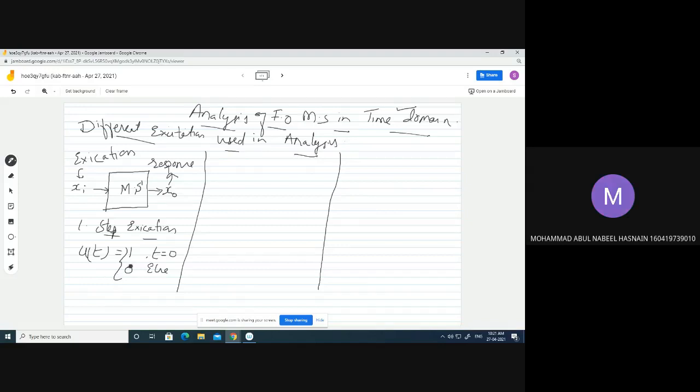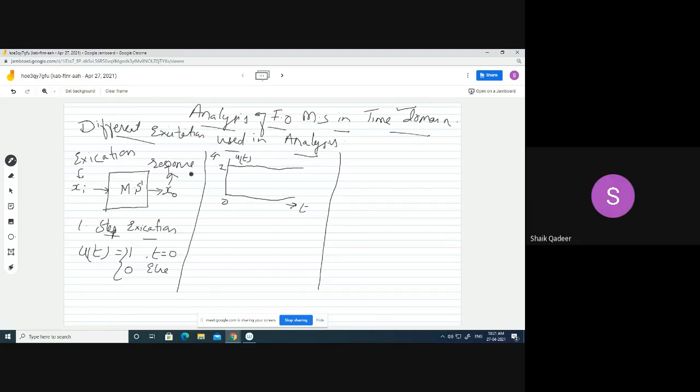If we make the drawing of this, it looks something like this. Suppose x-axis is t, y-axis is magnitude. Suppose magnitude 1 is available somewhere here. So y of t is equal to 1 from 0 to infinity, and it is equal to 0 in else cases. Is it clear?